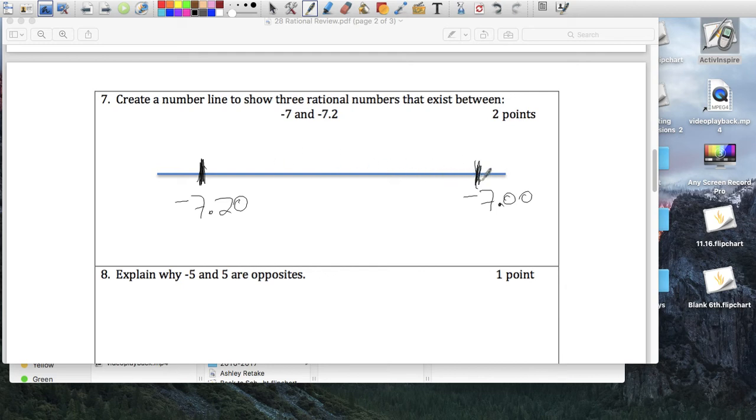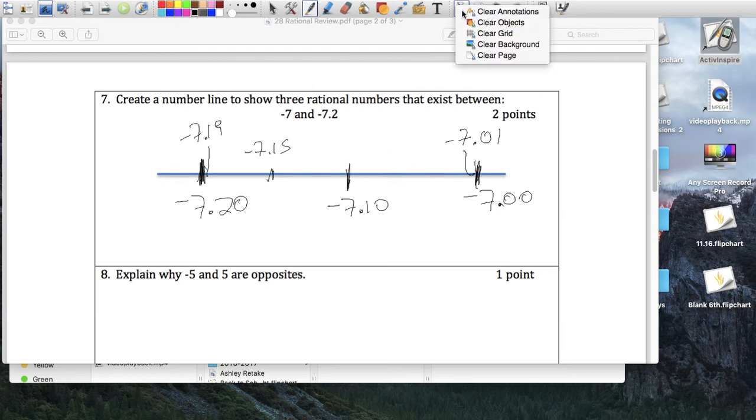So now think of numbers that are between negative $7 and negative $7.20. In terms of decimal places, to the hundredths, the first would be negative $7.01. Somewhere here in the middle, it'd be negative $7.10. Over here, negative $7.15. What about the one right behind 7.20? It would be negative 7.19. So again, you can put so many numbers here between 7 and 7.20. Just make sure that it's between these two, negative 7 and negative 7.20.